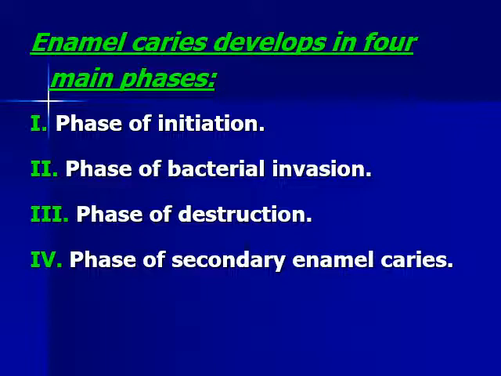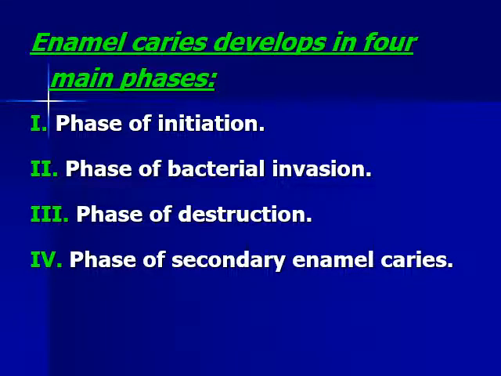Okay, then we start to discuss the phases, or how enamel caries takes place. When we talk about the phases in enamel caries, we usually start from the very outside, the very outer layer facing the saliva, getting to the inside of the enamel. Okay? So at first we have the phase of initiation, and this phase again is divided into 4 zones. Second, we have the phase of bacterial invasion, phase of destruction, and phase of secondary enamel caries.